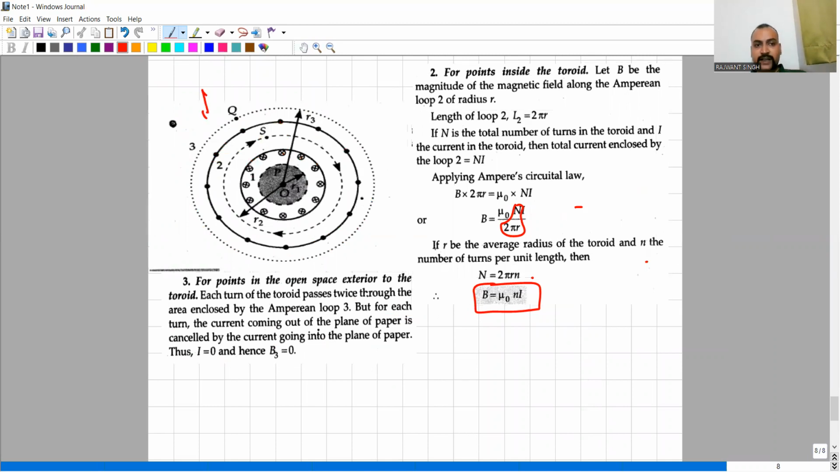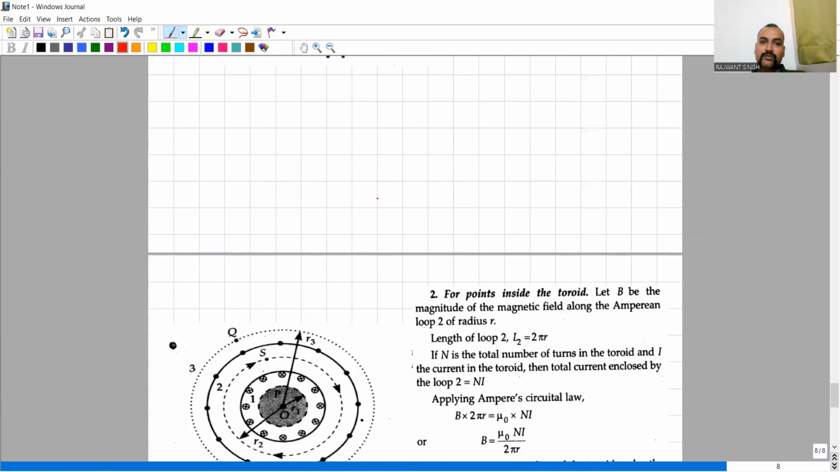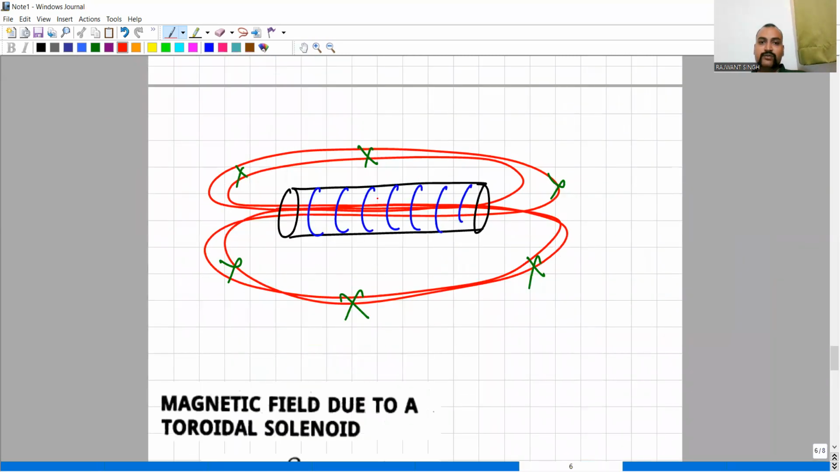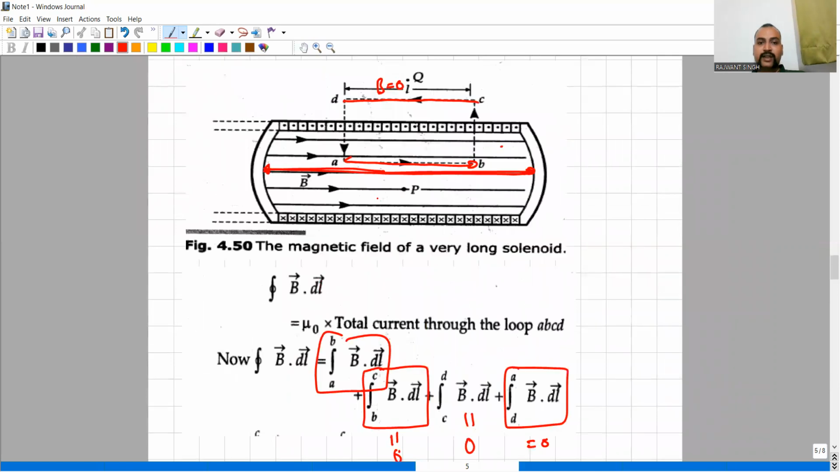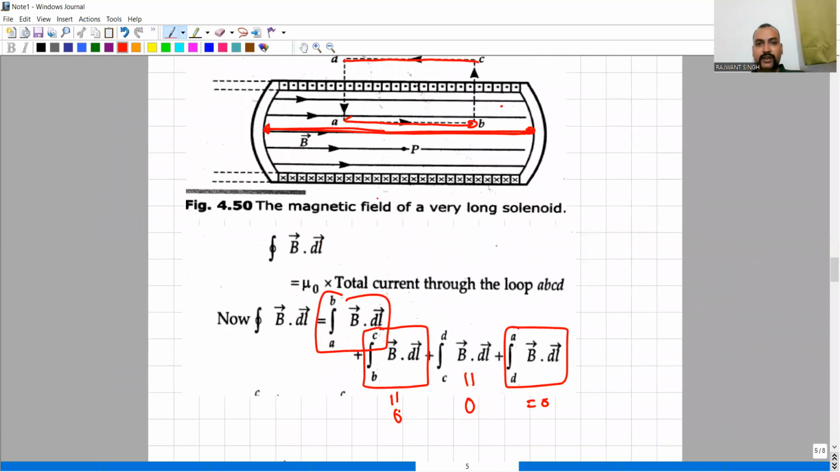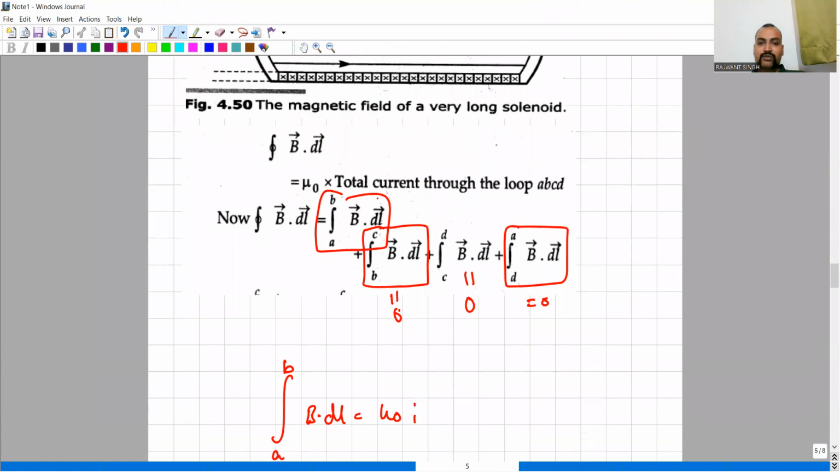You need to draw this diagram to get good marks, or else your marks will be deducted. You need to write exactly like this: 3 loops and the diagram. The same goes for the solenoid also. For the solenoid also, you have to do this derivation. You have to draw this diagram carefully, and the B dot dl from A to B and all this you have to do, and you have to also write exactly why they are 0 and so on.